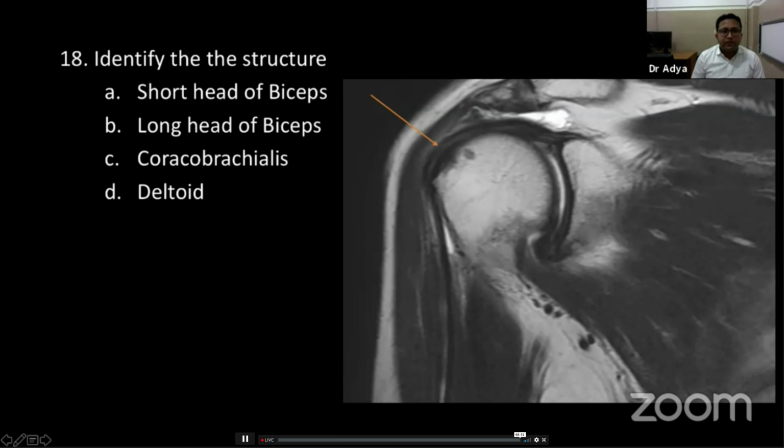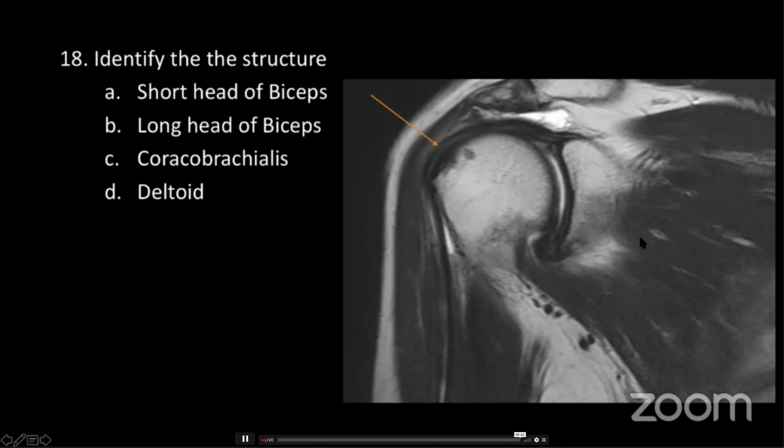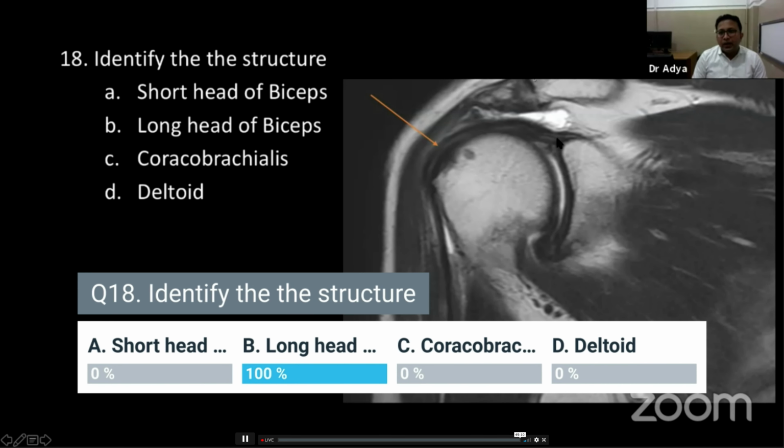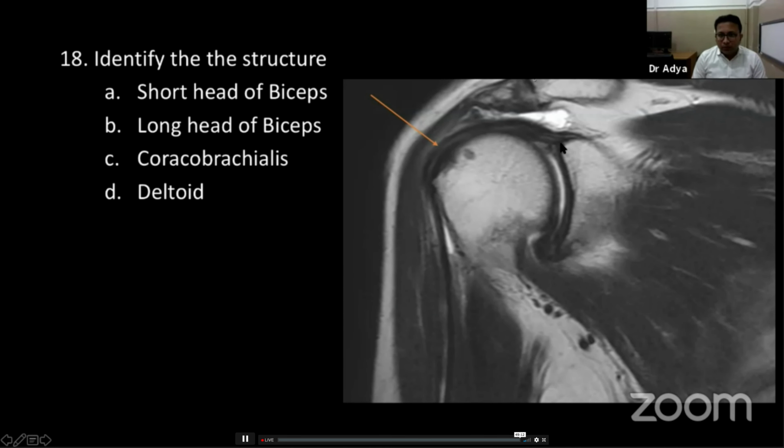I'm ending the poll, sir. So 100% of the attendees have answered B. Very good. So this is the long head of biceps, which has an intra-articular tendon arising from the superior glenoidal rim or superior glenoidal tubercle, and it courses along the bicipital groove below the deltoid muscle, and it traverses within the bicipital groove to the arm. So this is the long head of biceps.